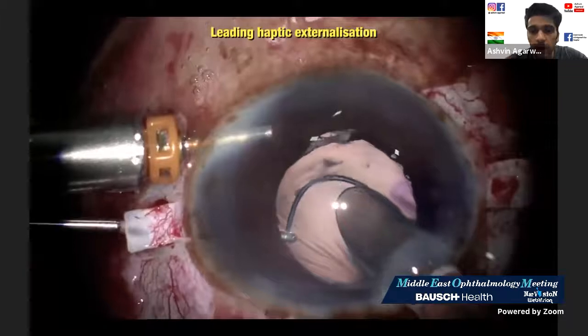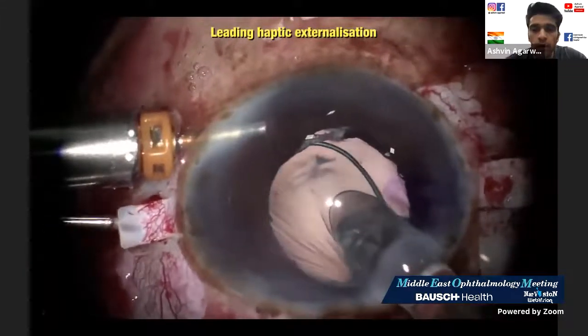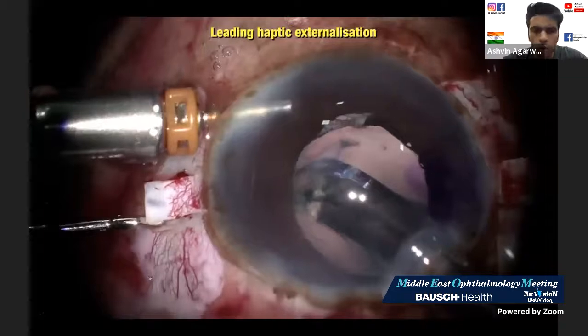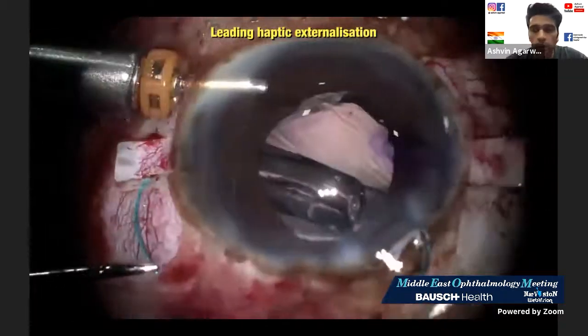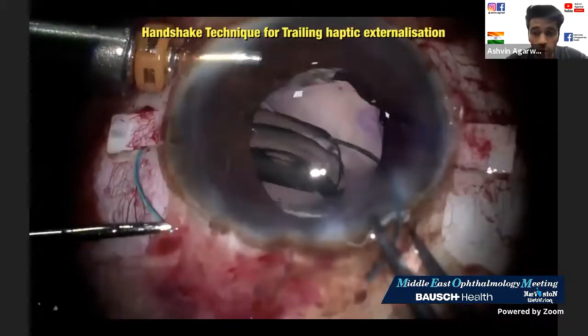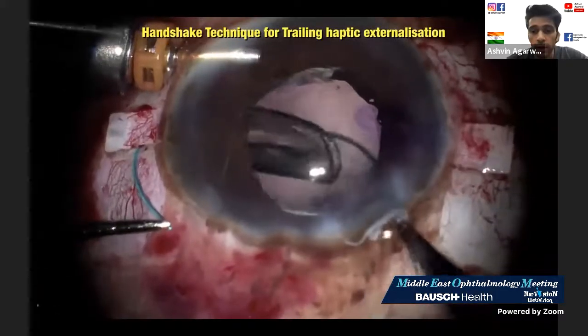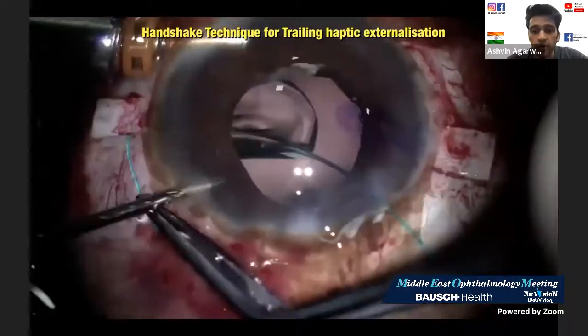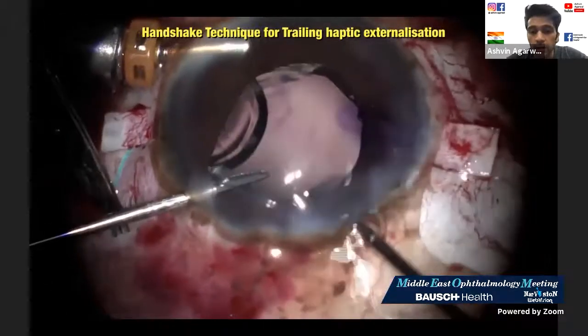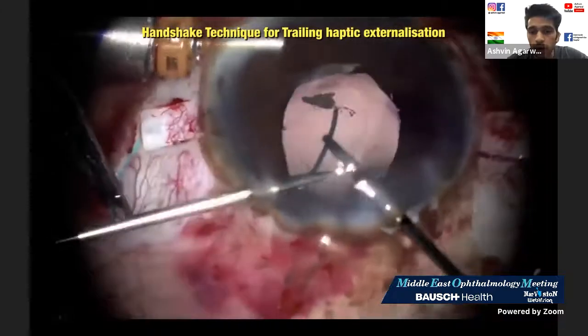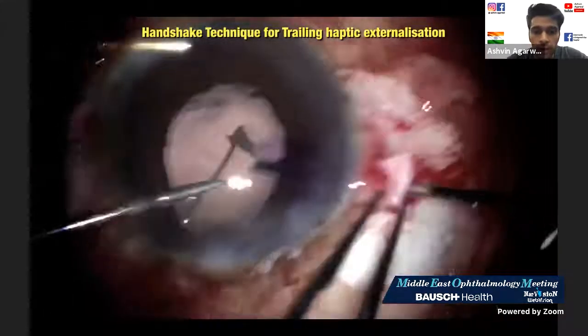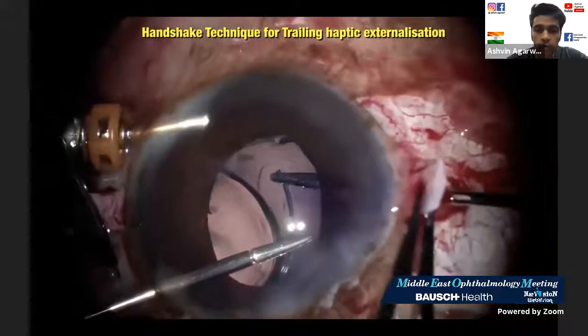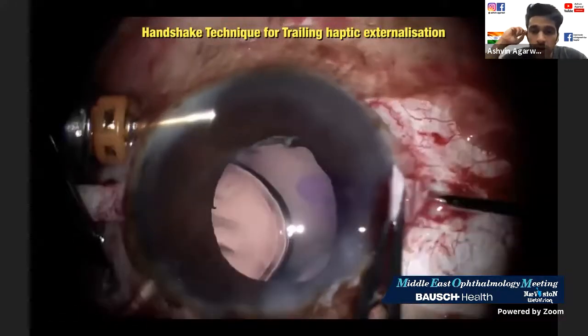Once I'm safe, I can now inject the whole optic. And while I'm injecting the optic, or even if not, I can externalize one haptic. This is the first haptic out. The second haptic is now lying outside the eye through the main incision, if you see here very clearly. What I do next is my handshake technique. So I first straighten this out. Once I've straightened it out, I insert this into the eye, handshake to my left hand, then through my right hand, go back through the sclerotomy on the right side, and grab the tip of the haptic.